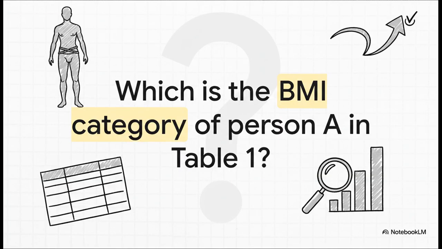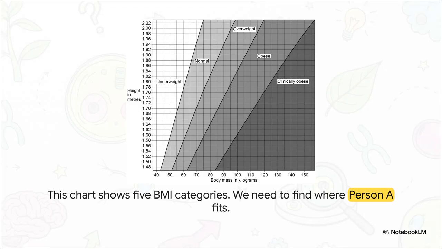All we have to do is grab person A's BMI from that first table. Remember, it was 23.1, and then use the chart to figure out which category they fall into. Now, you could try to find their mass and height on the axes and see where the lines meet, but honestly, there's a much faster way. We already know their BMI is 23.1, so just look at the categories on the chart. You can see straight away that the normal category covers everything up to 24.9. So 23.1 fits right in there.